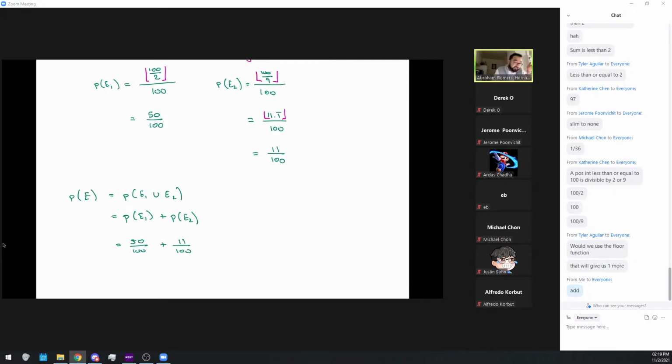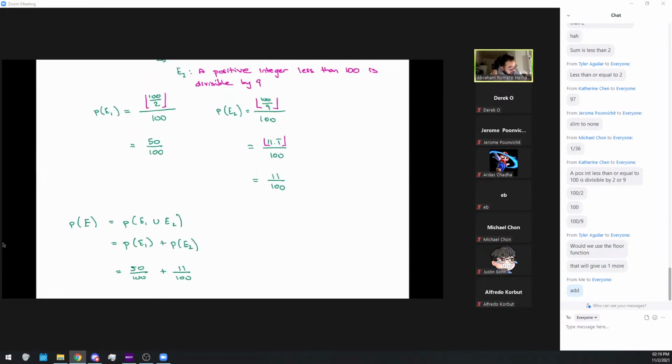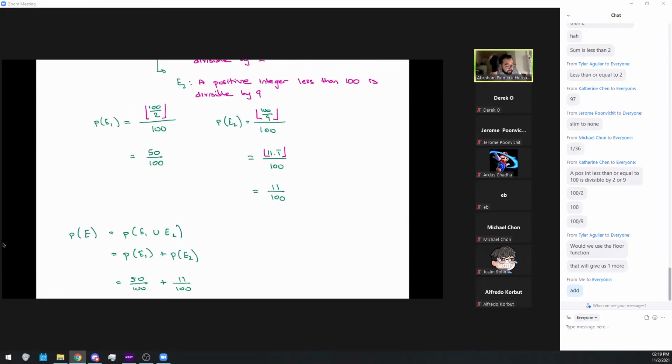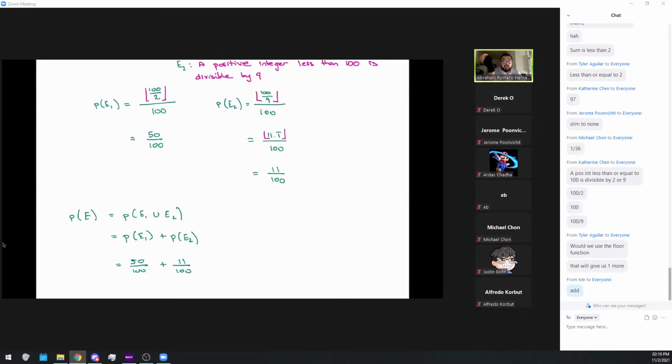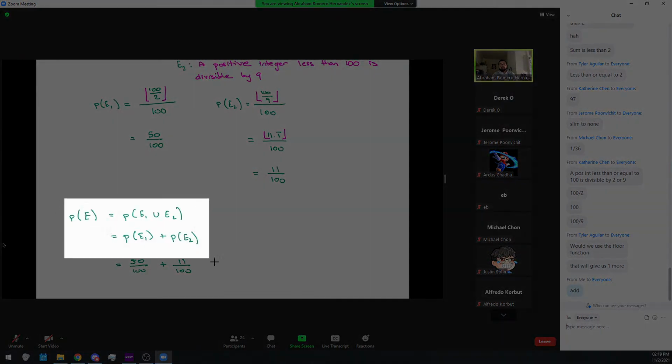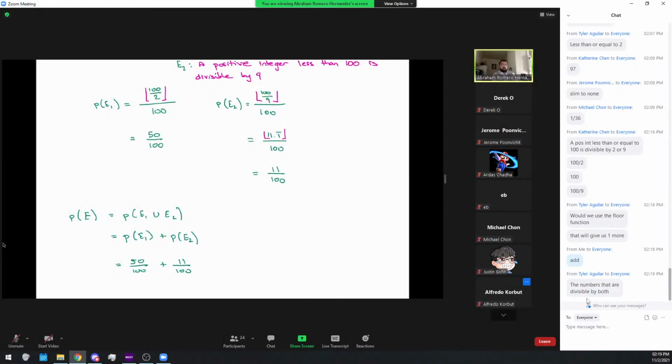Now, we're not done yet, because there's something we messed up here, and I'm telling you we messed up. We got all the numbers that are divisible by 2, and all those that are divisible by 9. However, I think we double counted. And what do I mean by double counted? Does anyone understand what I mean? If you do, explain: what do you think we double counted? Exactly, the numbers that are divisible by both.